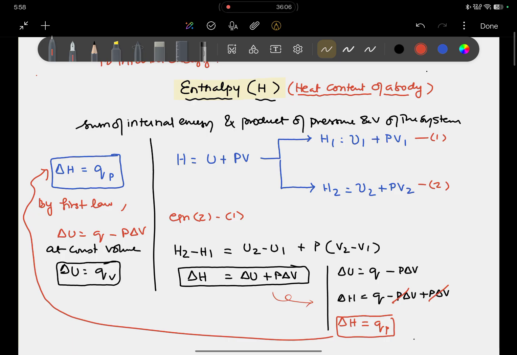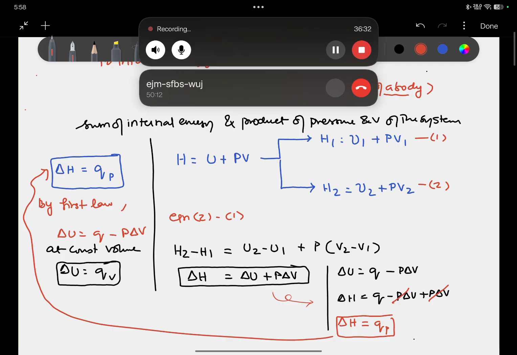You can either write like this or that. Everything is same. So now you understood QP is delta H, QV is delta U. First you make a note. There is a very big derivation given in your book. I have made it very simple. Once you are done copying, let me know.